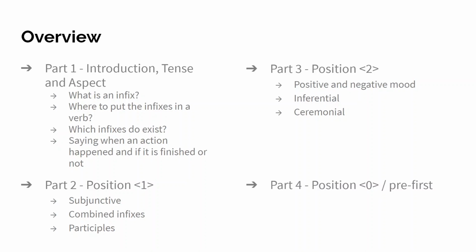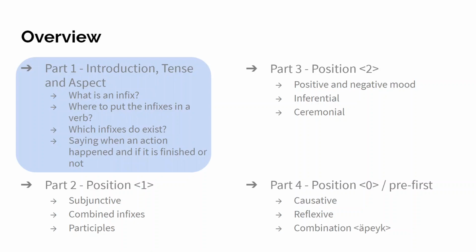And lastly, in part 4, we will talk about position 0, also called pre-first infixes, so about the causative, where you cause someone else to do something, the reflexive, where you, for example, see yourself, and about the epic, which is the combination of the two. Like you probably already figured, today we are here.